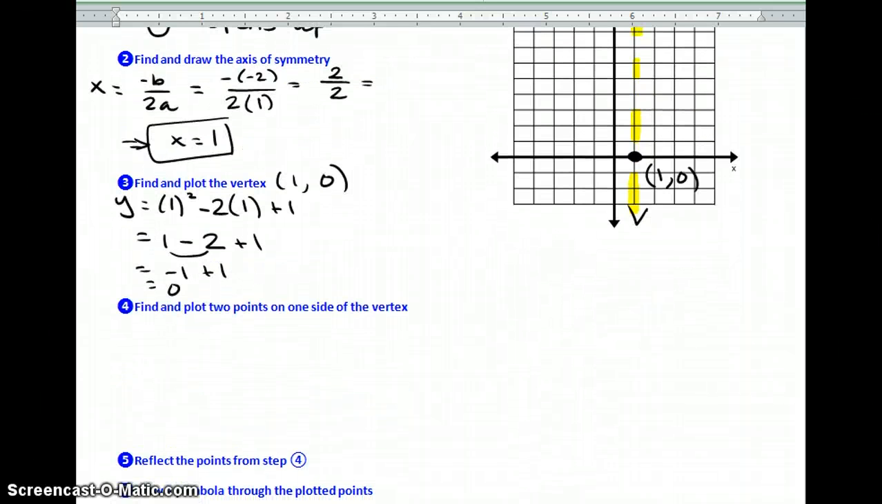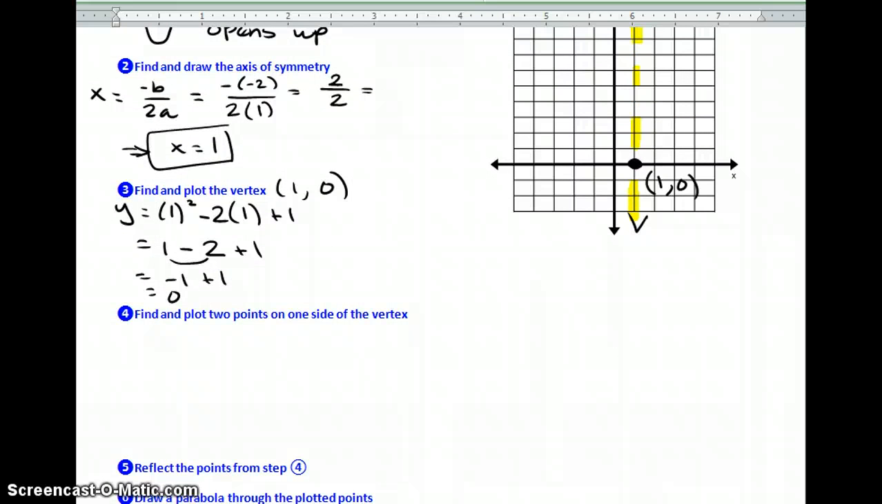All right, we're doing well. I think we are anyways. The next thing they would like me to do is find and plot 2 points on one side of the vertex. So here's what you do. You're to make your xy table. They're asking for 2 points. Here's my vertex. You have a choice to make, the left side or the right side. You can pick either side, but just pick points that are close to this line.